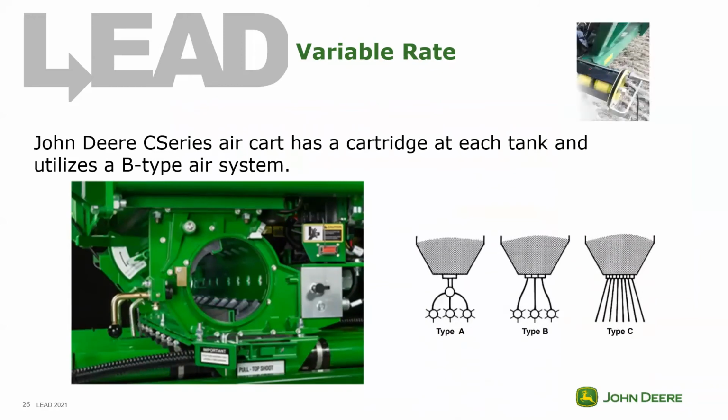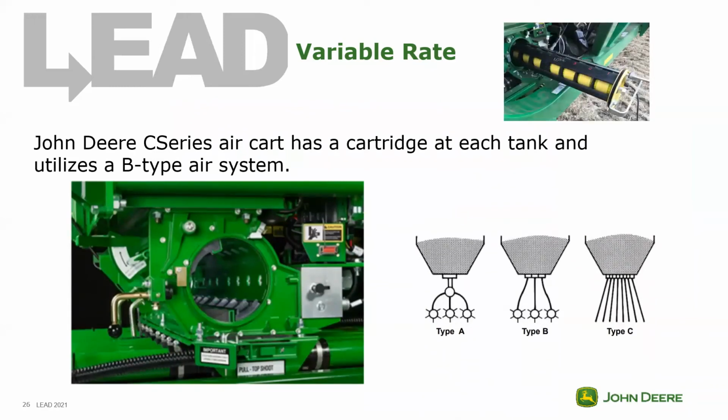The John Deere C Series air cart has a cartridge at each tank that effectively meters seed or fertilizer into the primary manifold. Electric actuators control product flow from the tank to the meter housing. The C Series utilizes a B-type air system, capable of 300 pounds per acre fertilizer and 250 pounds per acre seed at 5.5 miles per hour and a 15-degree slope.